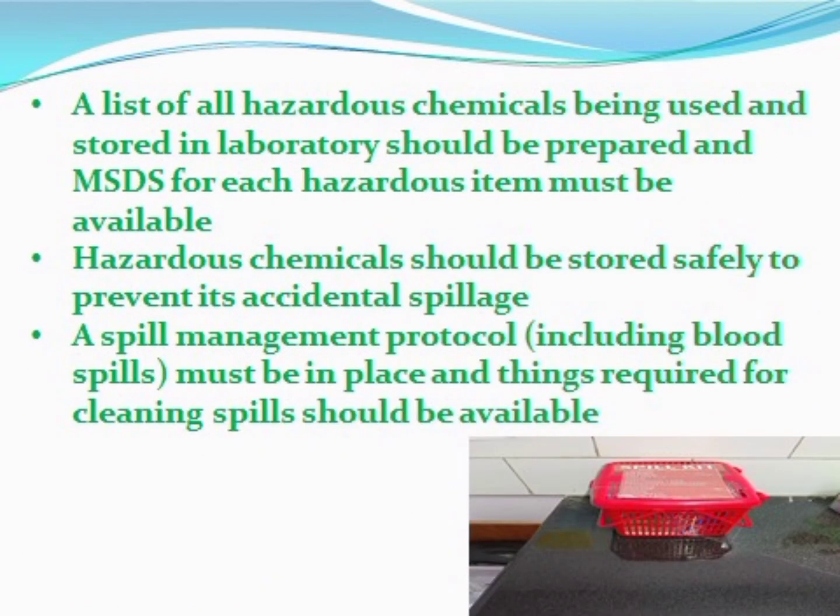Point number 14. A list of all hazardous chemicals being used and stored in the laboratory should be prepared, and MSDS for each hazardous item must be available. In a lab, whatever chemicals they are using, they should have a list of hazardous materials, and they are also supposed to have an MSDS checklist, and storage of all chemicals should be below chest level. Maximum safety has to be taken again to prevent hazardous exposure to the laboratory staff.